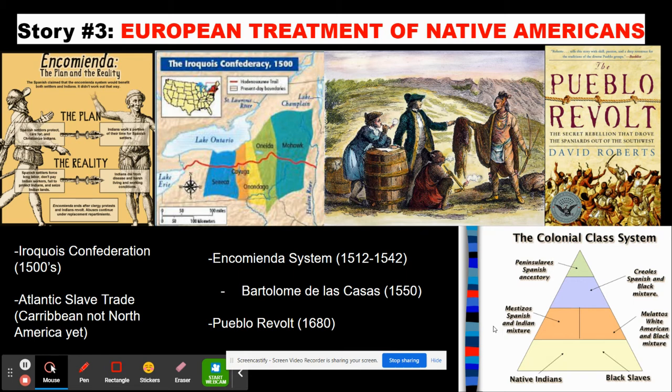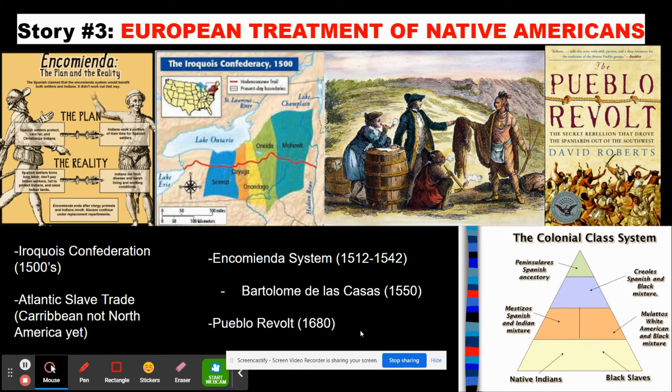I also threw on here the Pueblo Revolt of 1680. And while the Pueblo Revolt doesn't necessarily fall within this time period, it just goes to show you that there were civilizations that tried to fight against European rule. The Pueblo were successful in driving the Spanish out for approximately 12 years. And so that's probably one of the most significant and successful resistance movements within this time period.